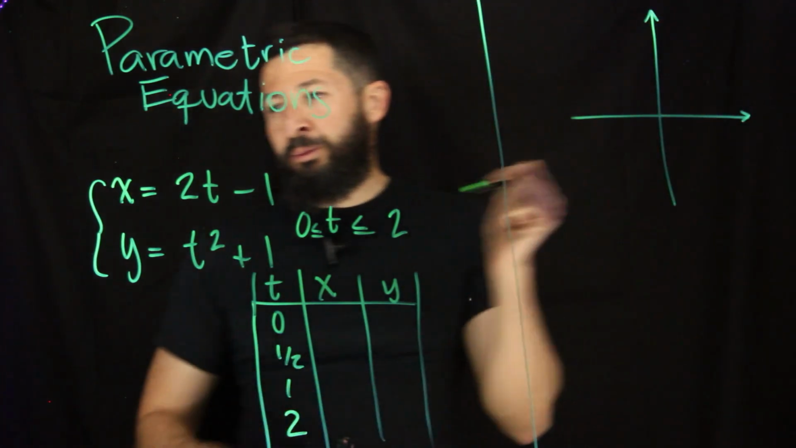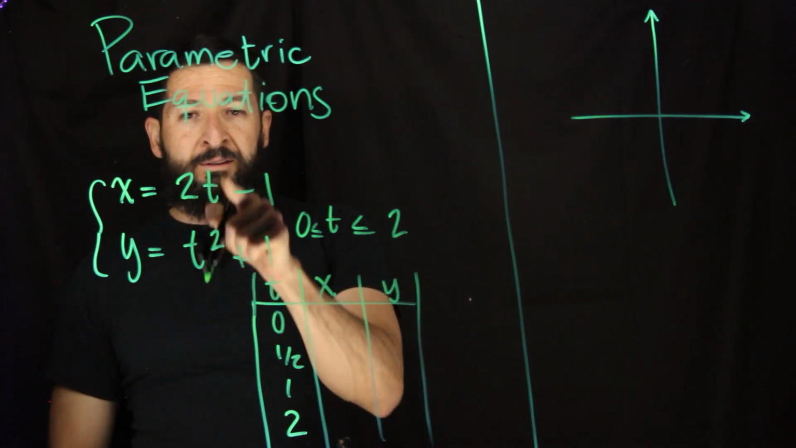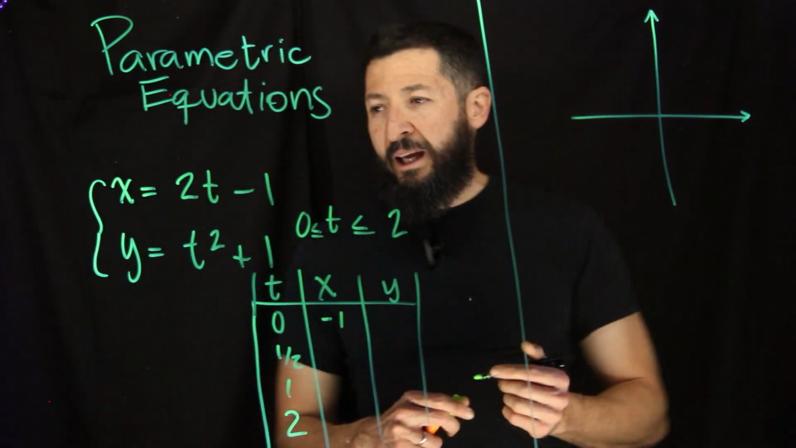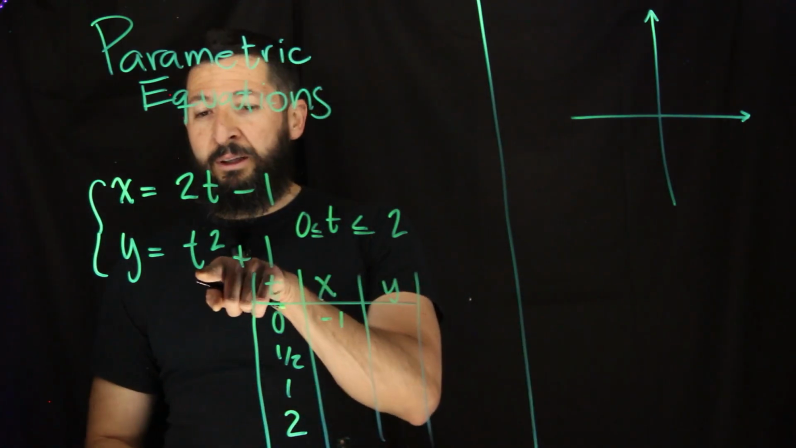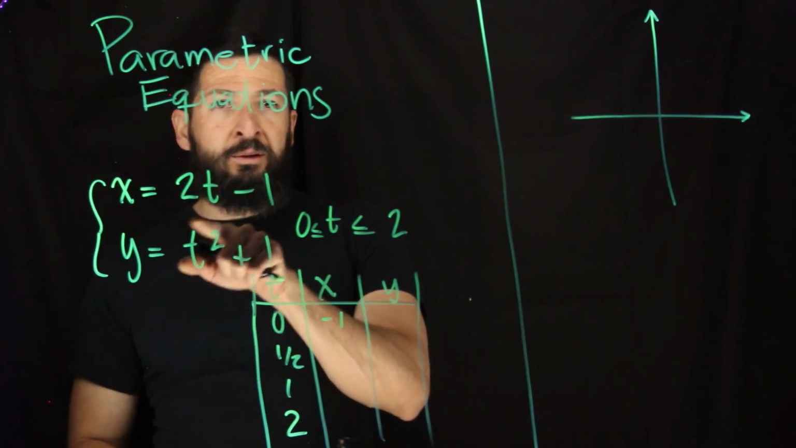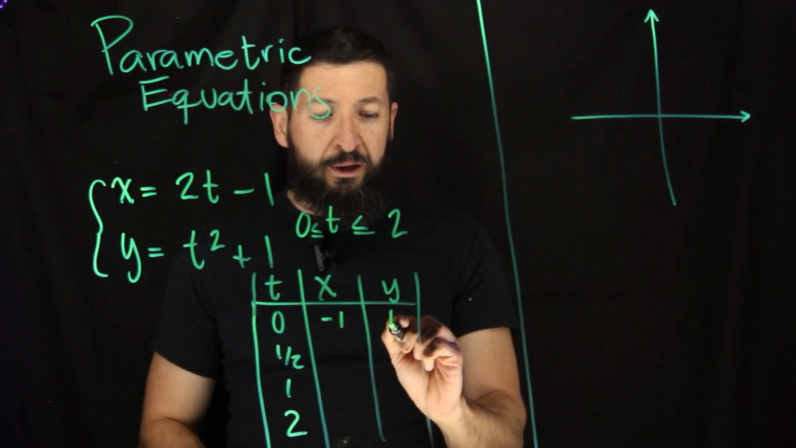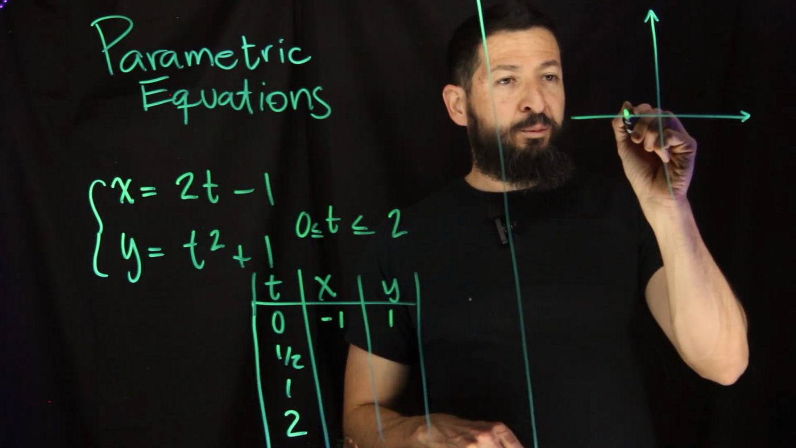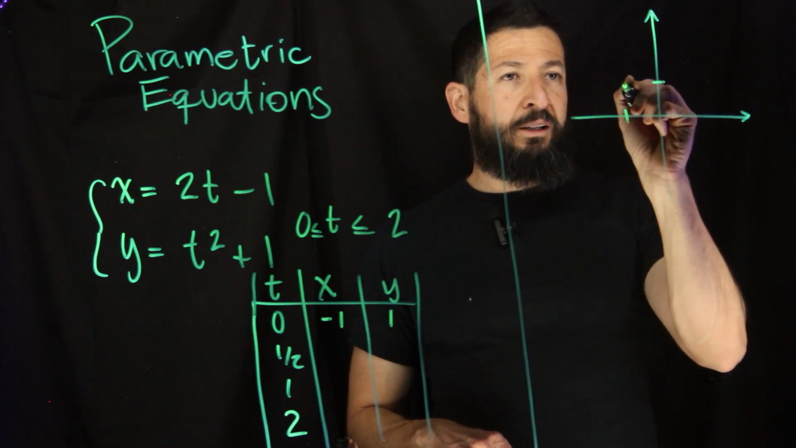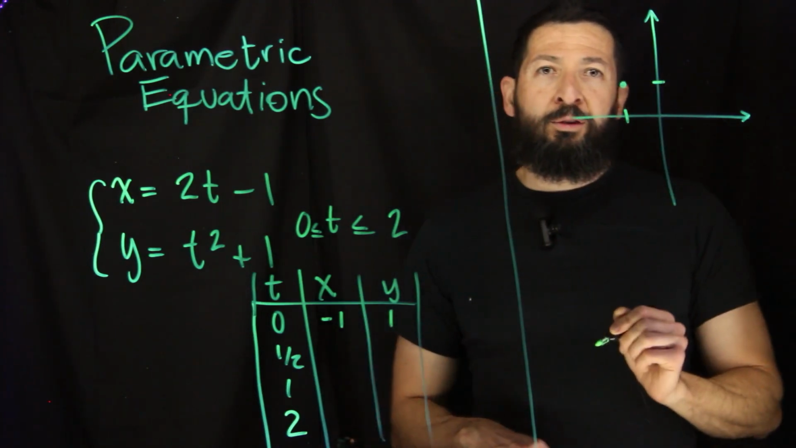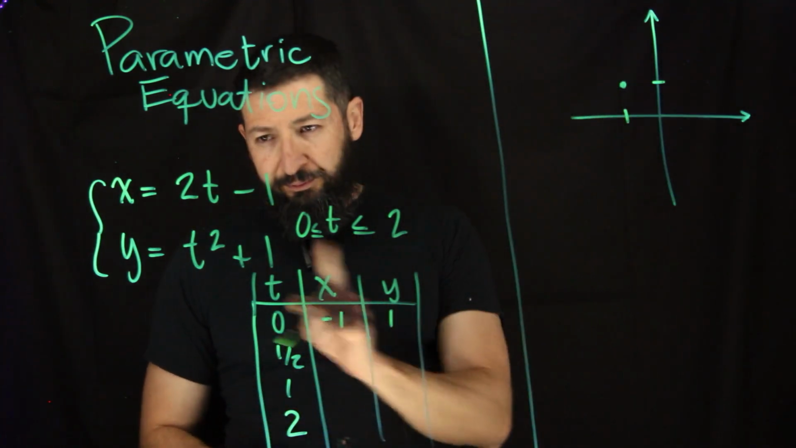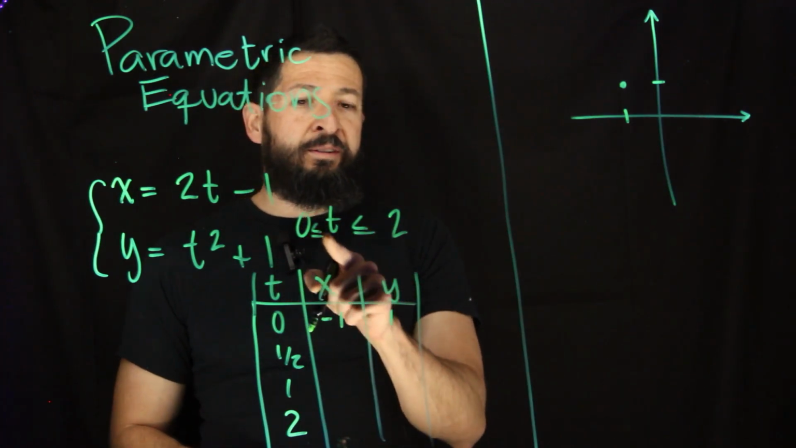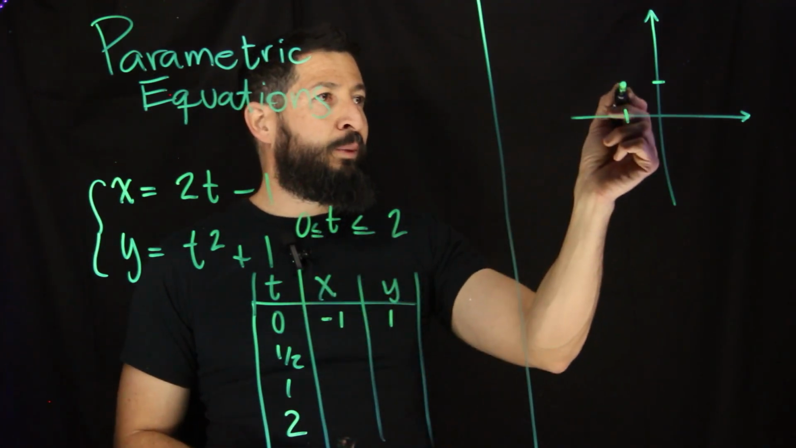At t equals 0, x is going to be 0 times 2, 0, minus 1, which is -1. So my x coordinate is going to be -1. Let's evaluate the y coordinate. At t equals 0, this is going to be 0 plus 1, which is 1. So my point is going to be -1 in the x, put it here, and 1 in the y, this point right here. It's going to be closed. Why? Because I have t between 0 and 2 with equality. If this were strict, I would make an open point.